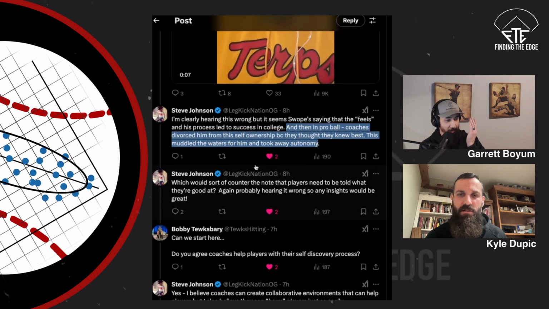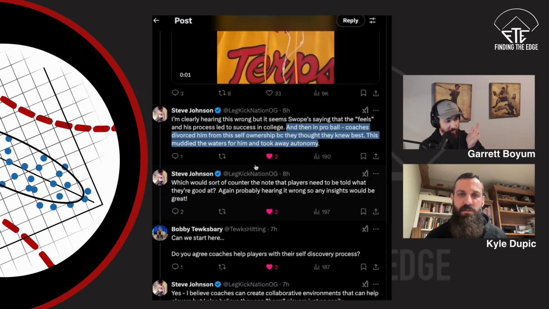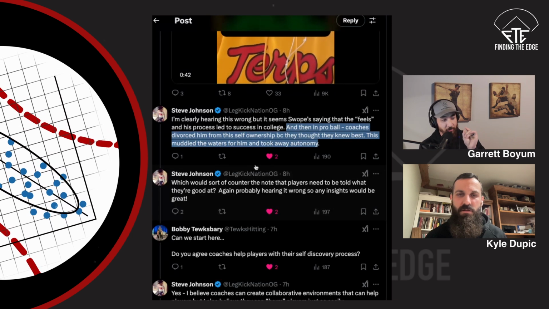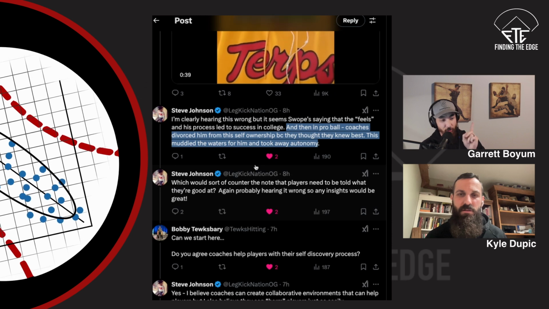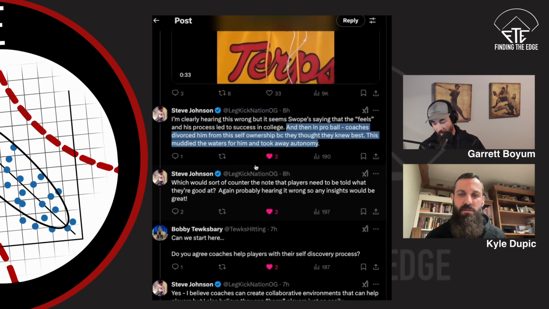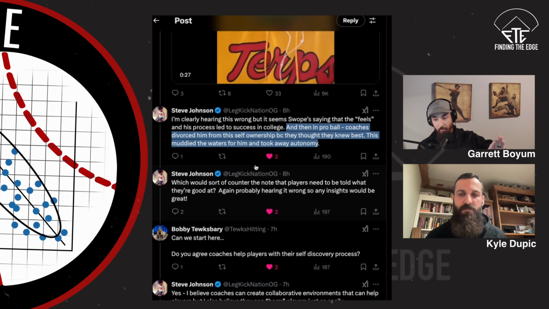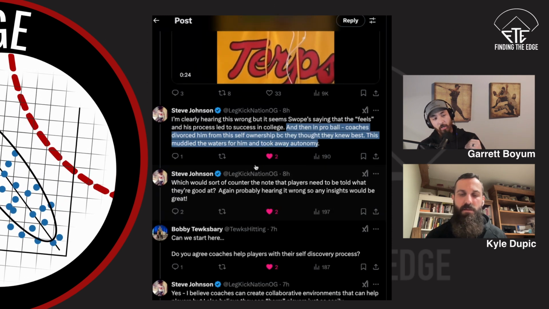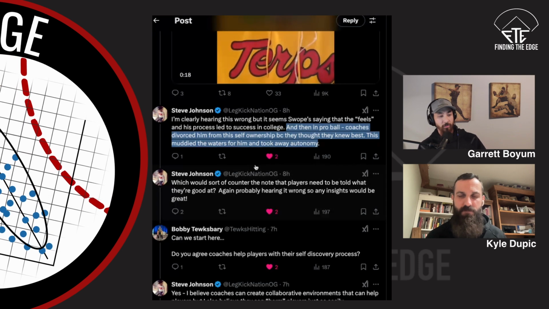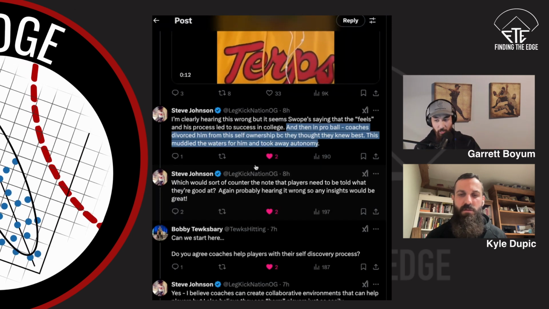So Steve is basically saying, I think I'm hearing this wrong. It feels like Swopes is saying that the feels and his process led him to success in college, and then in pro ball, coaches divorced him from this self-ownership because they thought they knew best. And this muddied the waters for him and took away autonomy. And regardless of whether or not that is true for what Matt is saying here, I think this is a true statement about coaching in general. So regardless of whether or not Steve is saying anything relevant to what Matt is saying, that point is still relevant.